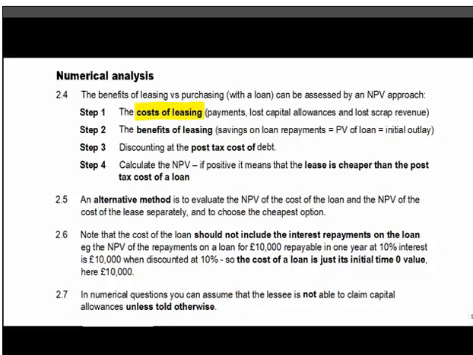And also, if you purchase the asset outright, eventually, when you scrap the asset, you'll get some scrap revenue. So you could outline the cost of leasing as the payments, the lost tax saved from capital allowances, and the lost scrap revenue. You could then think about the benefits of leasing.